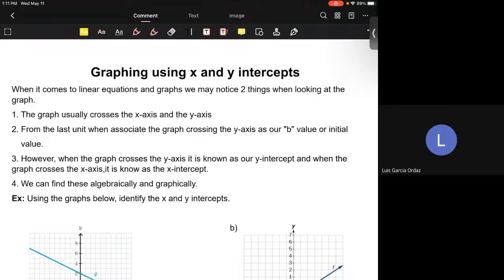Okay. So you're going to be graphing today using the X and the Y intercept. Technically, to graph a line, you really only need 2 points. That's it.